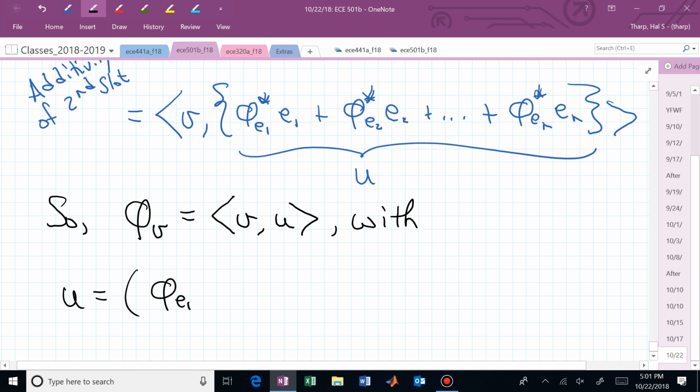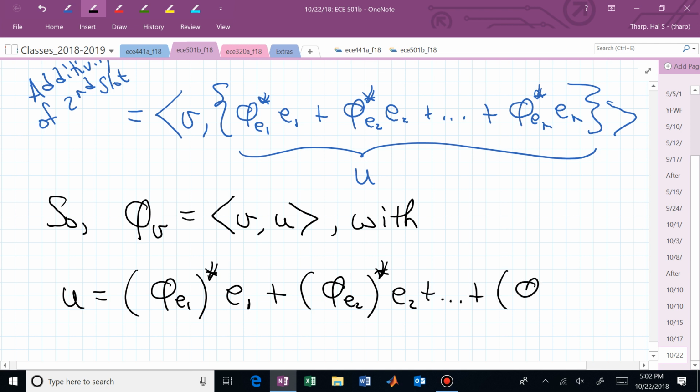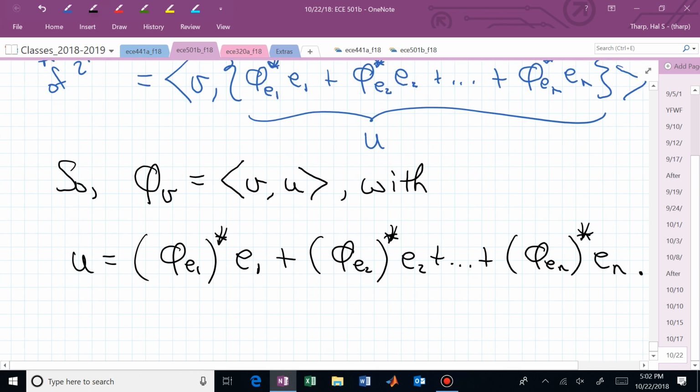It's the linear functional applied to the first basis vector. That'll give me a scalar. I need to conjugate that scalar. So that's phi sub E sub 1 star. That will scale E1 plus the functional applied to the second basis vector, conjugate that, etc. And that's how I will now create or construct my vector U that I said I could build. And now I can put that U into an inner product, and you hand me a V, I can give you the same scalar that somebody would have given you based on their original linear functional.